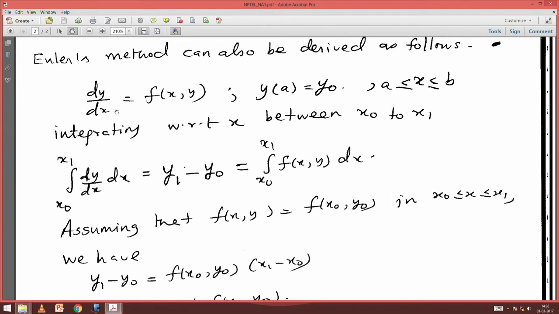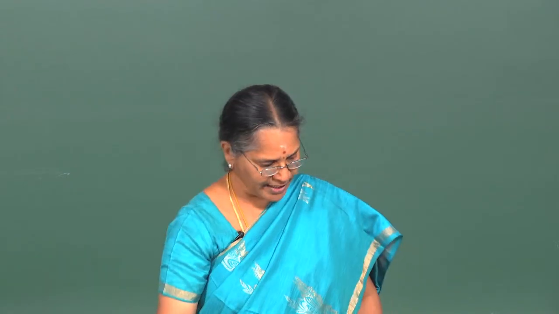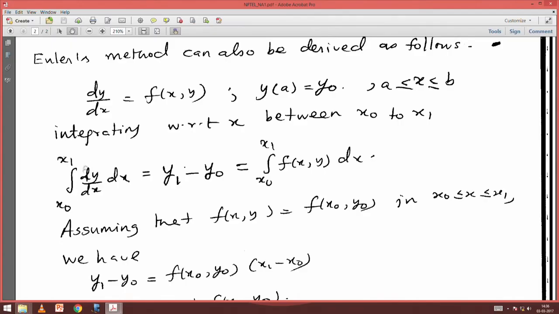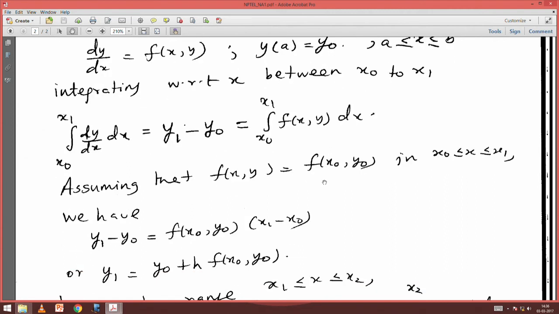So, I start at x0 where the initial condition is given. I move to the next point which is at a distance of h units from here, call it x1. So, I integrate the given differential equation between x0 and x1. So, it is dy by dx into dx. So, that will give you y between x0 and x1. So, it is y1 minus y0, and that is equal to the integral of the right hand side, which is x0 to x1 f of x comma y dx.